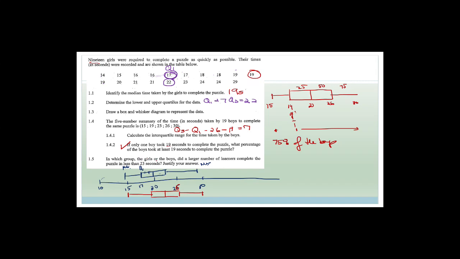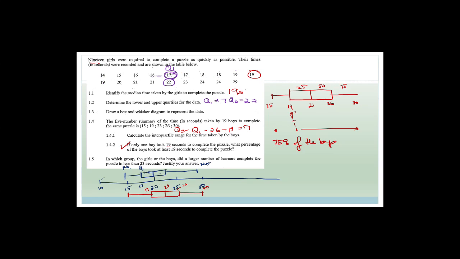Now it says, in which group, the girls or boys, did a larger number of learners complete the puzzle in less than 23 seconds? Justify your answer. Okay, so let us do a couple of things first. Let's get rid of the red, and then let's just write these numbers down over here. These are going to be 15, 19, 23, 26, and 30. So now what does it say? In which group did a larger number of learners complete the puzzle in less than 23 seconds?